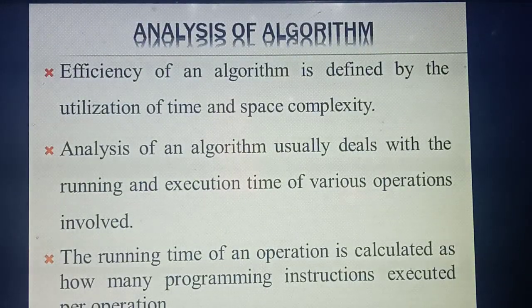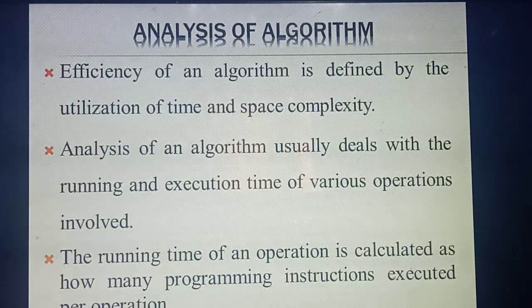So next is analysis of algorithm. What do you mean by analysis? For example, mark analysis. What's the meaning of mark analysis? You analyze your marks and find who is the topper, who are the failures, and so on, isn't it? Likewise, you are going to analyze an algorithm.